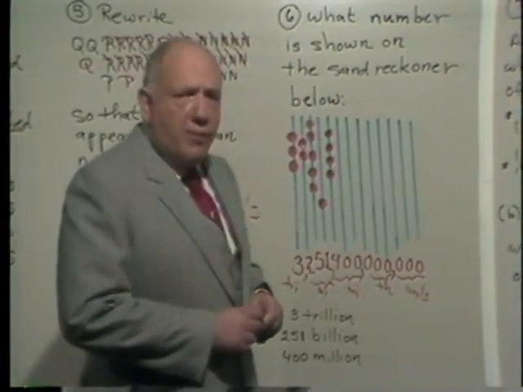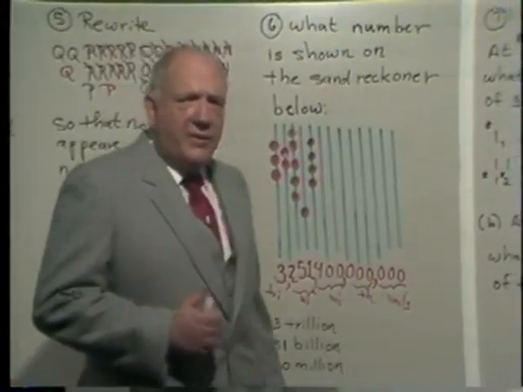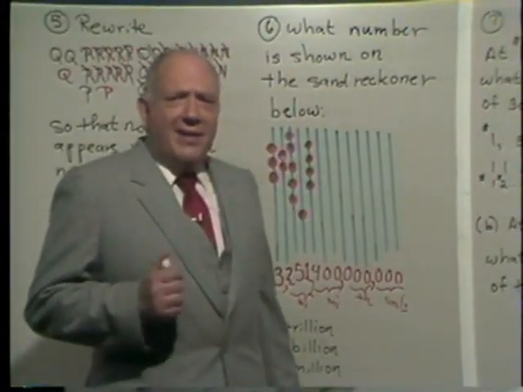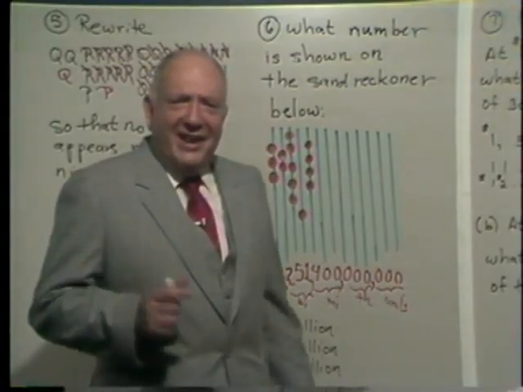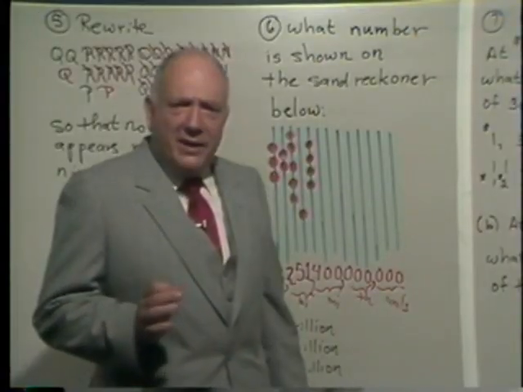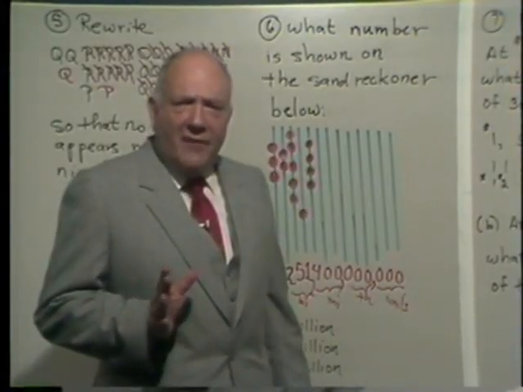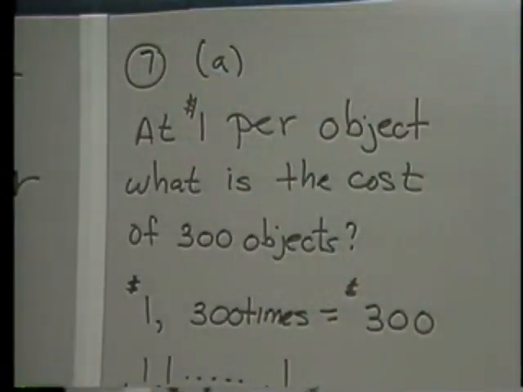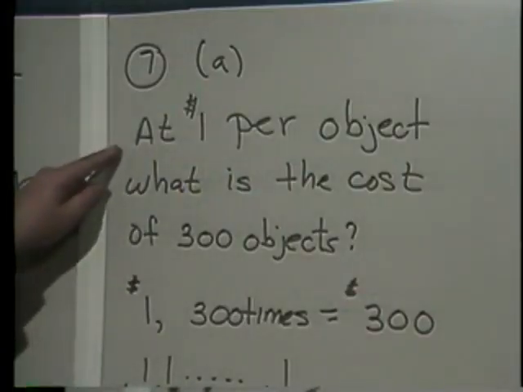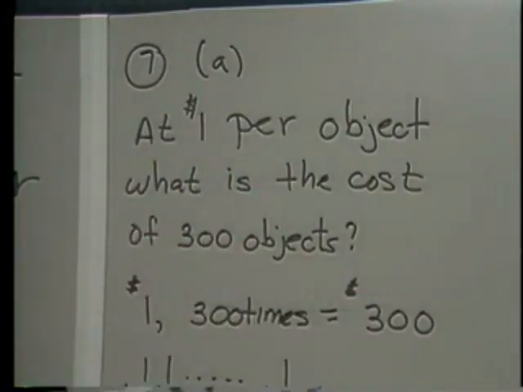And that's what I want to do in problem number 7. Problem number 7 is a 2-part problem. It's kind of a chintzy problem in the sense that I'm getting kind of technical. It may sound like I'm being picayune and making a lot out of nothing, but it's a very important concept. A and B sound almost alike. Part A says, at $1 per object, what is the cost of 300 objects?